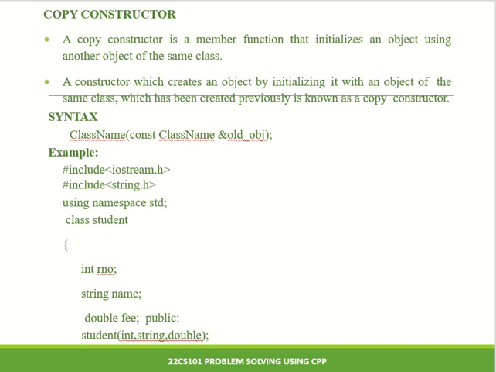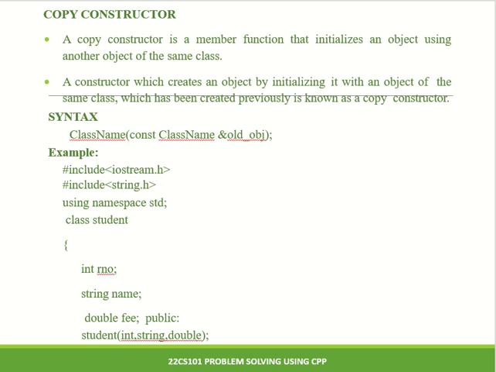Next, here it is the copy constructor. It is a member function that initializes the object using another object of the class. So here the syntax is class name, const class name ampersand old object. So we can have the example.